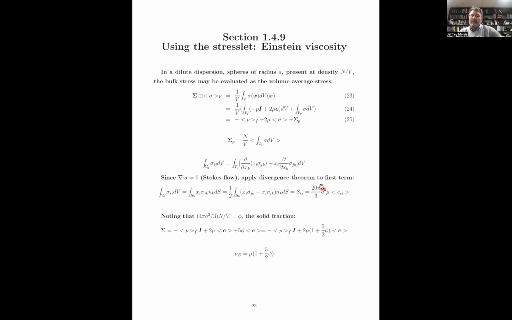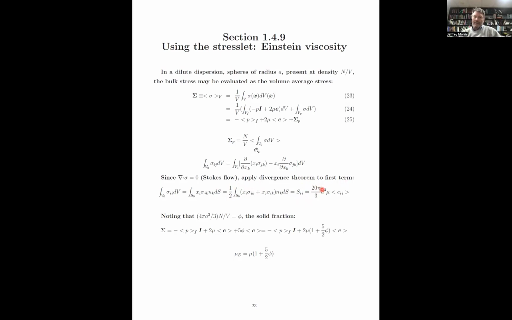Okay, and so then that's saying that the stress inside a particle, when I multiply it by the volume of the particle, which scales as a cubed, actually gives me back the stresslet. So the average stress inside a particle is determined by the forces at the boundary in a first moment of that distribution. Okay, so then I can take this thing, and you can see that 4 pi over 3 a cubed is the volume of a particle.